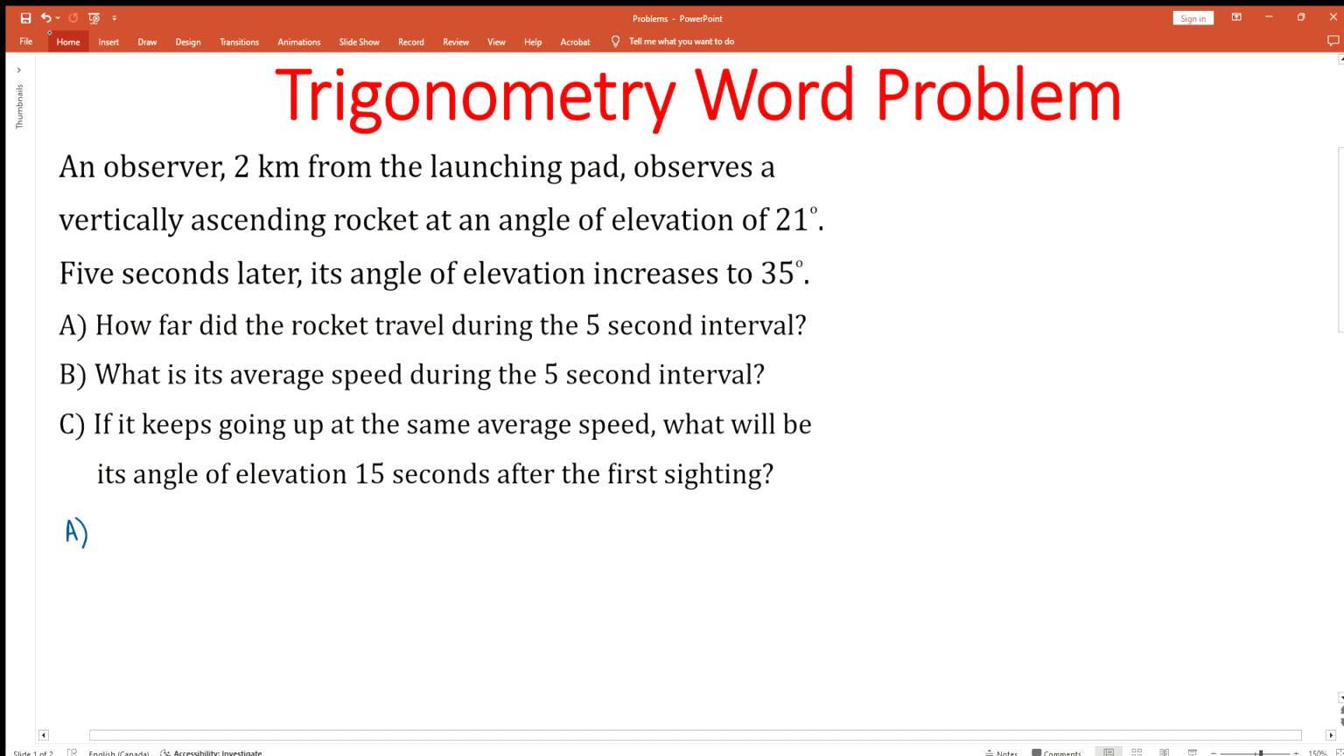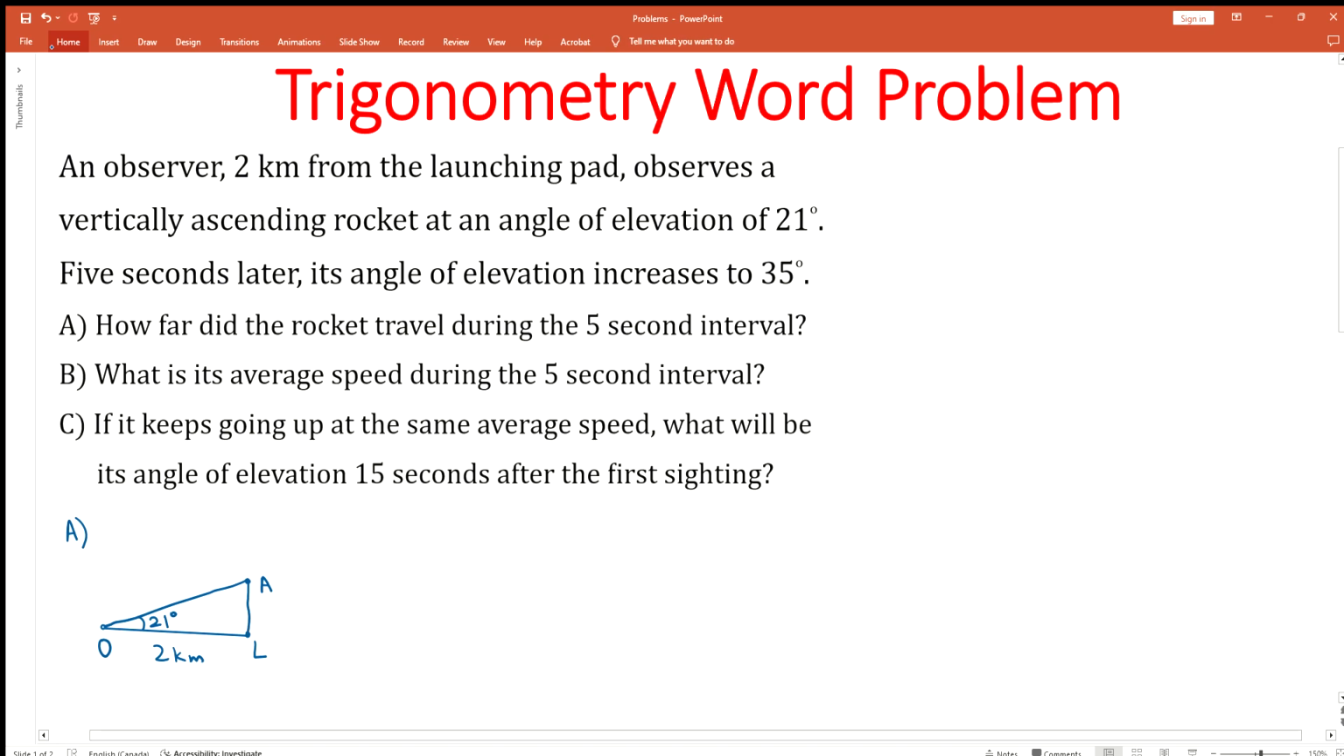The first step is to draw a diagram for this problem. Let's assume the observer is at point O, the launching pad is at point L, 2 kilometers away from the observer. The observer observes the rocket at an angle of elevation of 21 degrees. Let's assume the rocket is at point A because the rocket is going vertically in the upward direction. So this angle here is equal to 21 degrees.